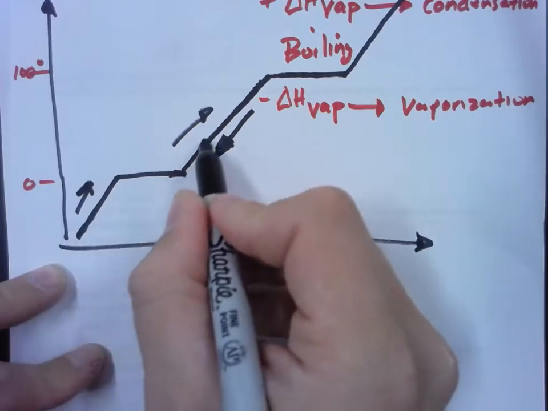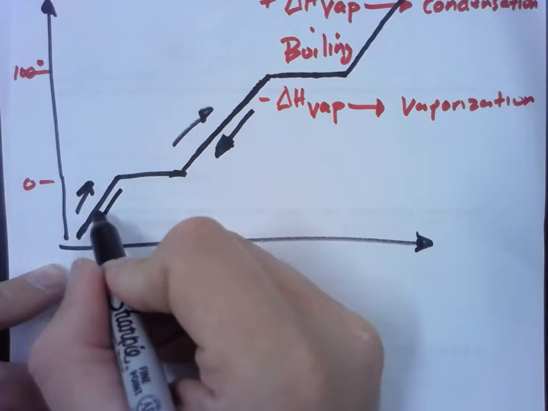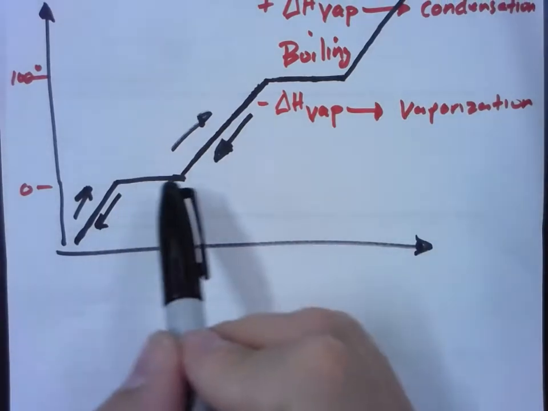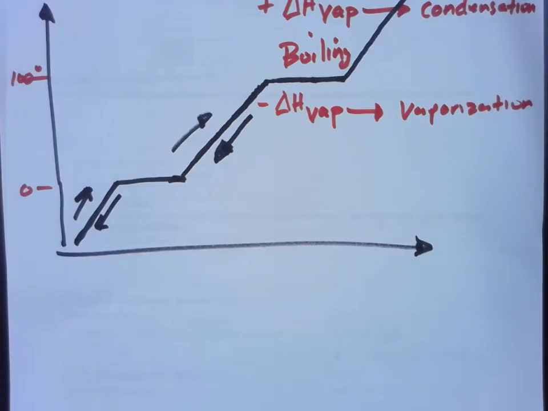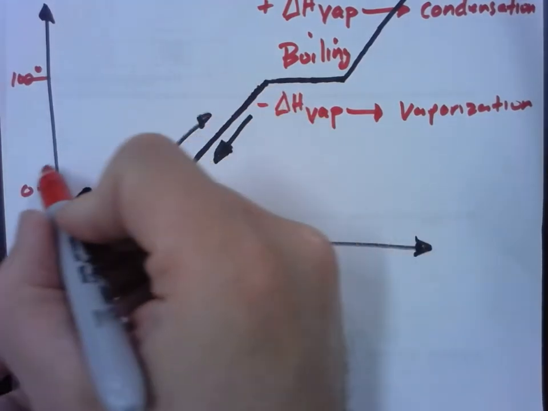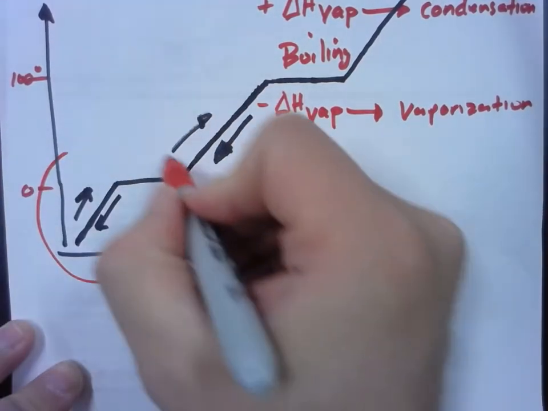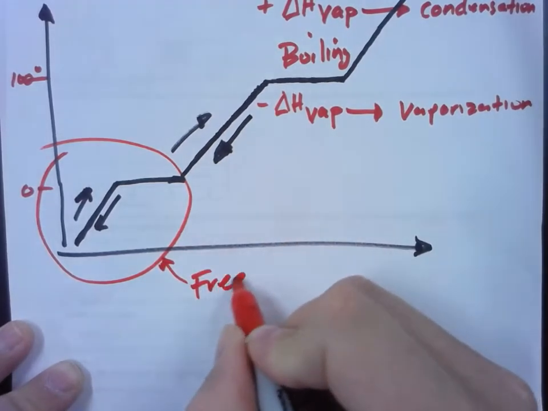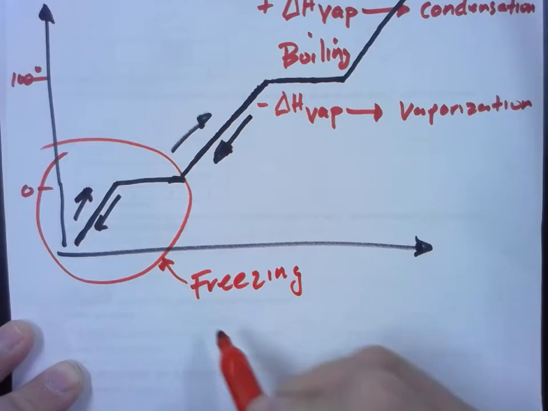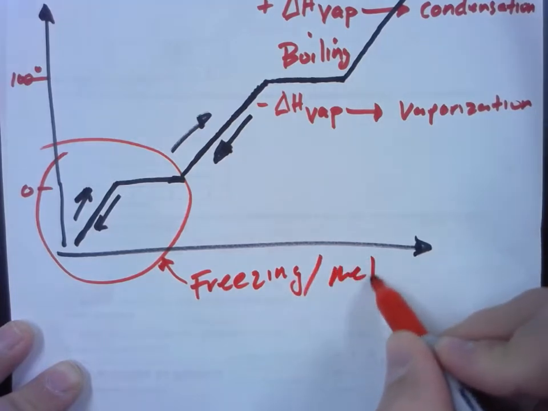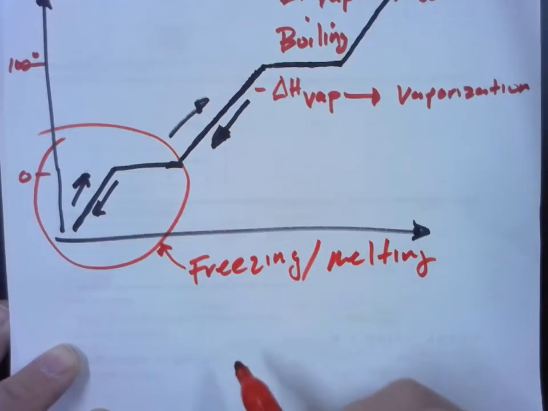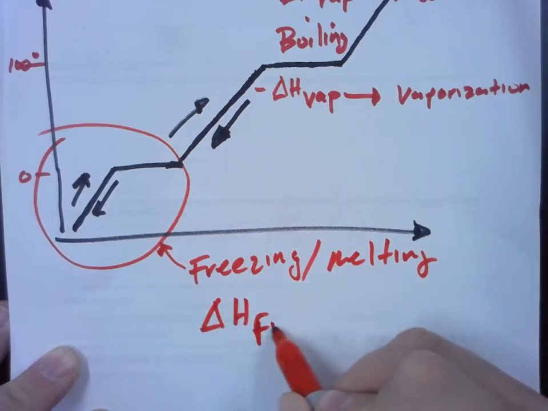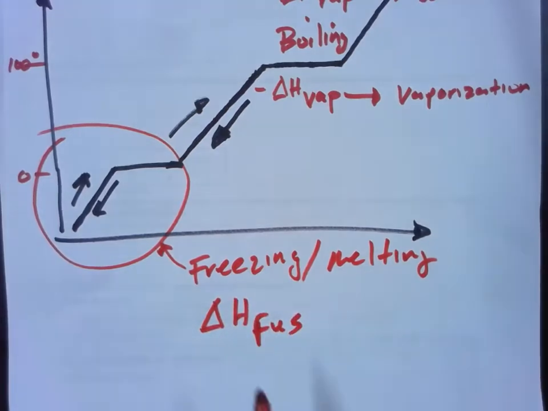And conversely, you can go the opposite direction as well. Just like with condensation and vaporization, this is the curve for what we call fusion. Here, I'll circle it right there. That's freezing, melting. Freezing/melting. And that's called delta H of fusion. And there's only one number.